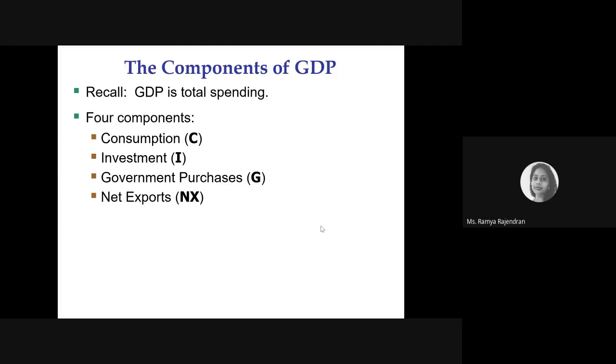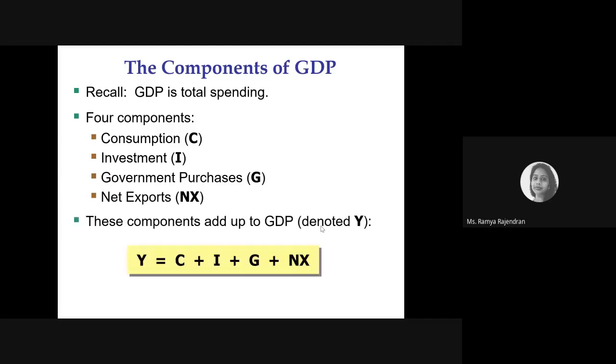Okay, next we'll look into the components. There are 4 components involved in it: C, I, G, and NX. C is your consumption, I is investment, G is government purchases, NX is net exports. Okay, the sum of all these 4 things will give you GDP. Let's look into what is C, what is I, G, and NX.